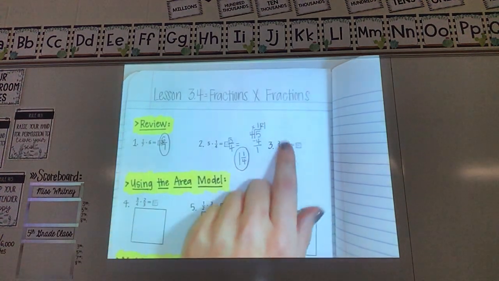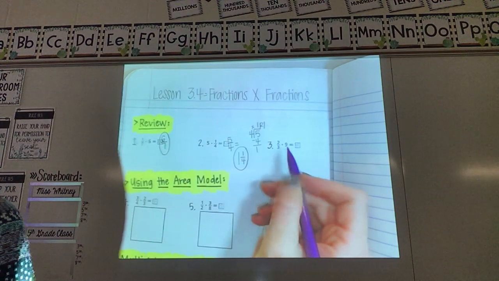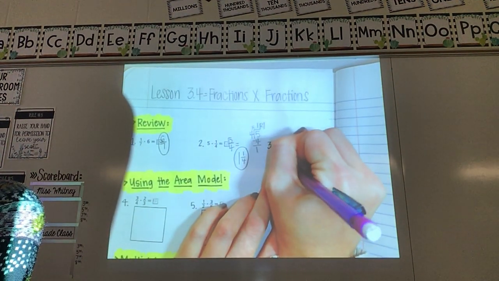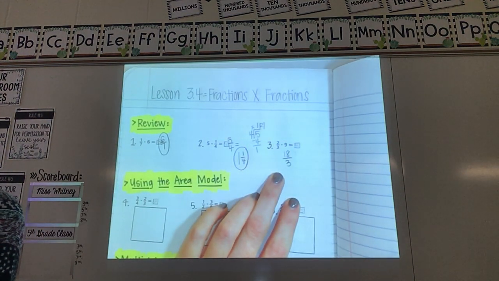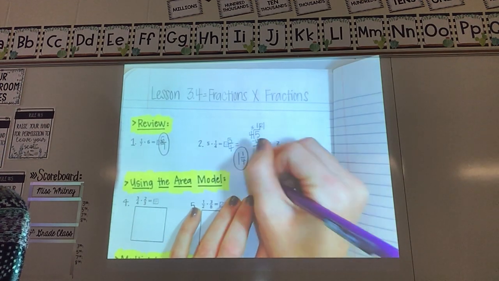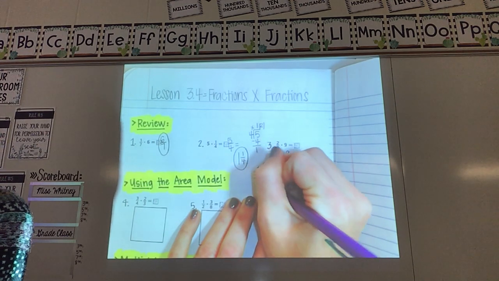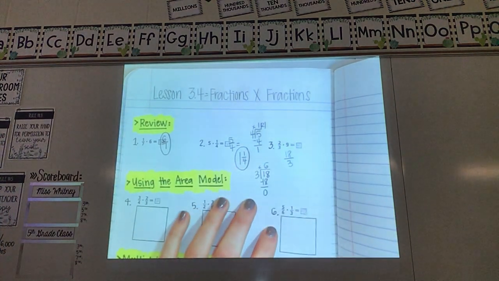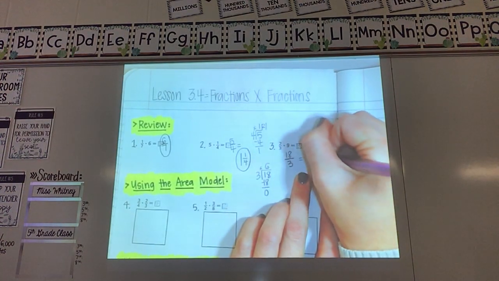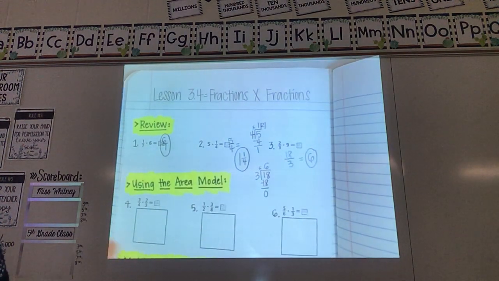Number 3, 2/3 times 9. 2/3 times 9, that would be 18/3 because 9 times 2 is 18. Leave my bottom number the same. But I need to fix that. 18 divided by 3, that would be a 6. That is 18, so no remainder. What would my final answer be? A 6. Just a big 6 because I didn't have a remainder, so there can't be any fraction there.